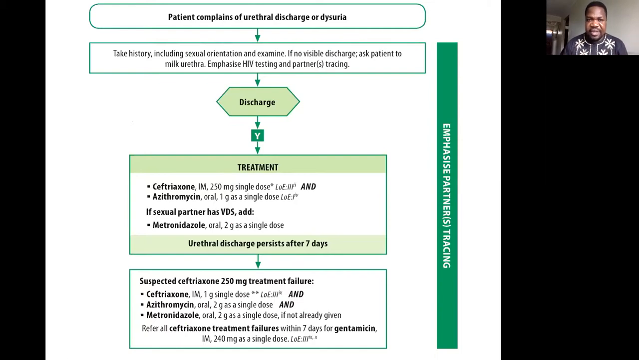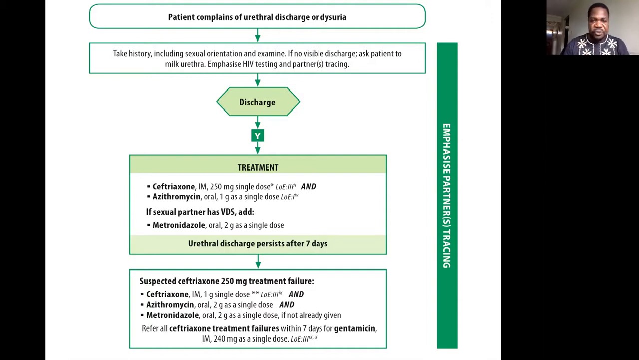So in summary, you have a patient who complains of urethral discharge. And sometimes, as I said, you will not see a discharge. It might just be dysuria, painful urination. In a male adult patient, it's enough to suspect a sexually transmitted infection. So you need to take an appropriate history, including the sexual orientation, and you need to do a full physical exam, to see if there is any visible discharge, and if he does not see anything, even by milking the urethra, if there is no discharge coming. You also need to provide counseling to this patient and test for HIV.